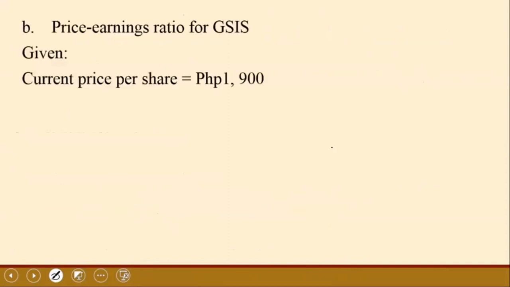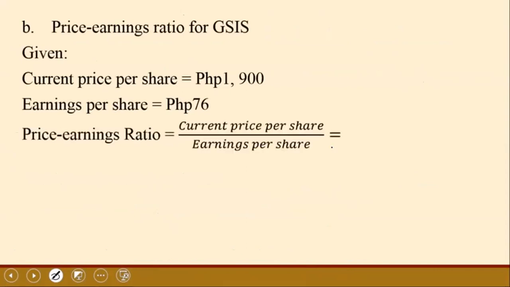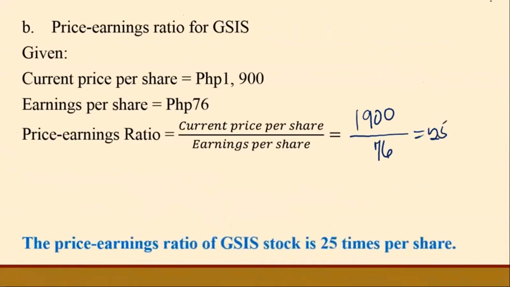And then for GSIS, the price earnings ratio for GSIS. We have the given current price per share and the earnings per share. This is the formula. We substitute: 1,976. So this is 25. So the price earnings ratio of GSIS stock is 25 times per share.